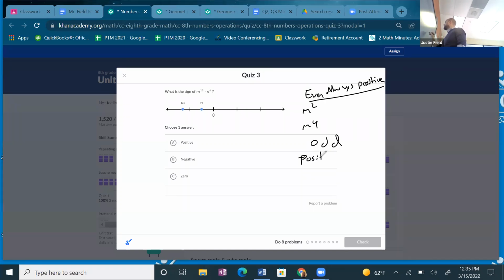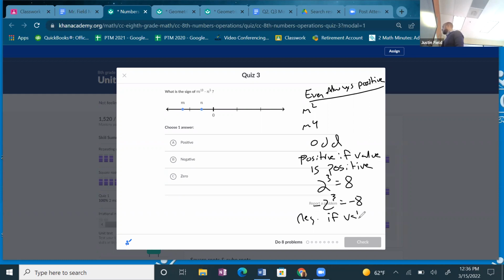Odd exponents are positive if the value is positive. For example, 2 to the 3rd is a positive 8 because 2 is positive. But -2 to the 3rd is -8. So we are going to say negative if the value, or I should say the base, is negative. Cross off that word and put base. That's called the base. So in this one, the base m is a negative number.